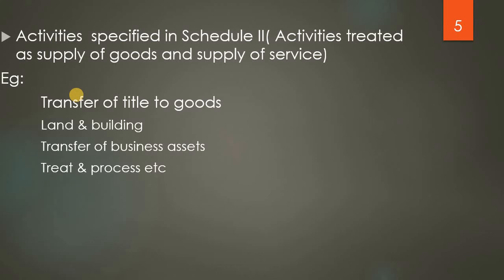See, both are the same thing. In the first case, assets are transferred, so it is treated as supply of goods. But in the second case, the business assets are used by the owner for personal use, so it is considered as a service. Then the last one is treatment and processes. Any treatment or process applied to goods belonging to another person shall be considered as supply of service. It is not supply of goods. This is how it is treated in the second schedule of the GST.